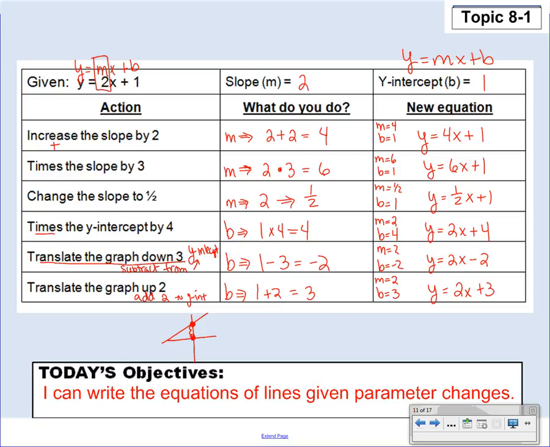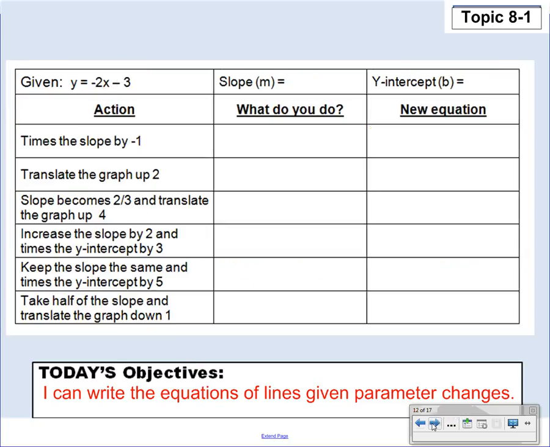Now we're going to go to some problems where both are affected, not just the slope or the y-intercept, but both. So we have a new equation, y equals negative 2x minus 3. If I look at my equation, writing y equals mx plus b, again, the slope is the number that's in front of the x. It tells us how our x changes. So we have that our slope is negative 2, and our b now is a negative 3.